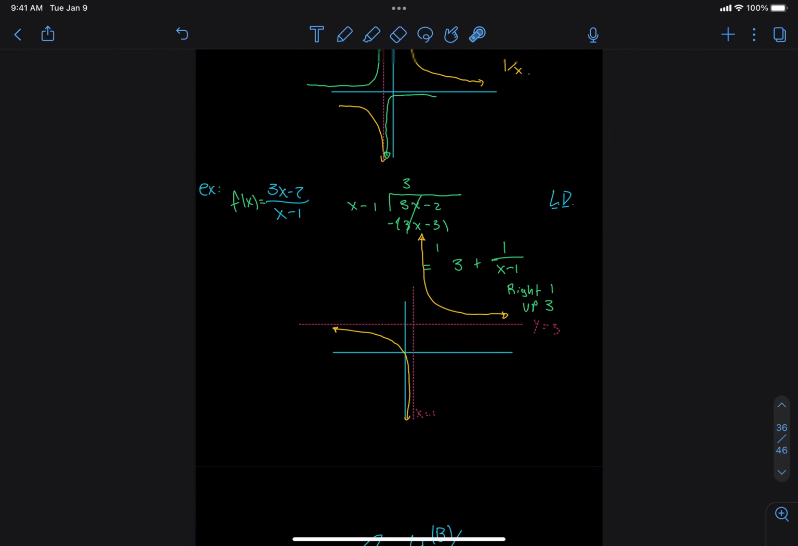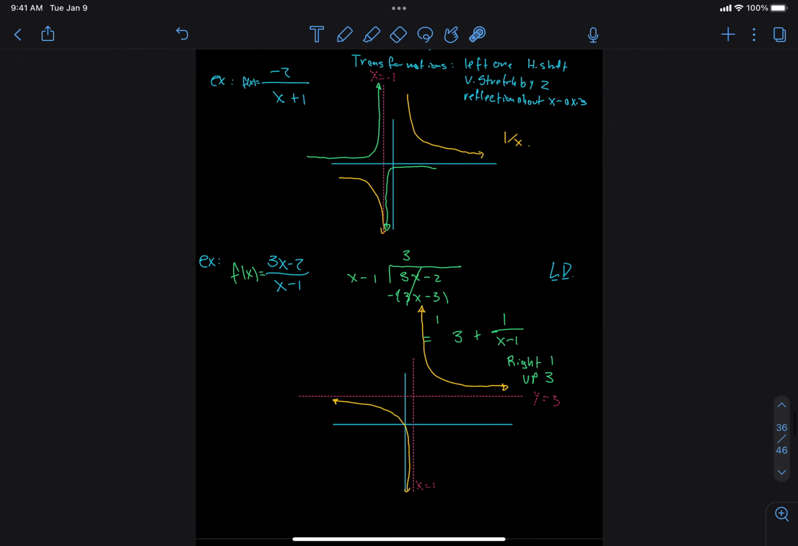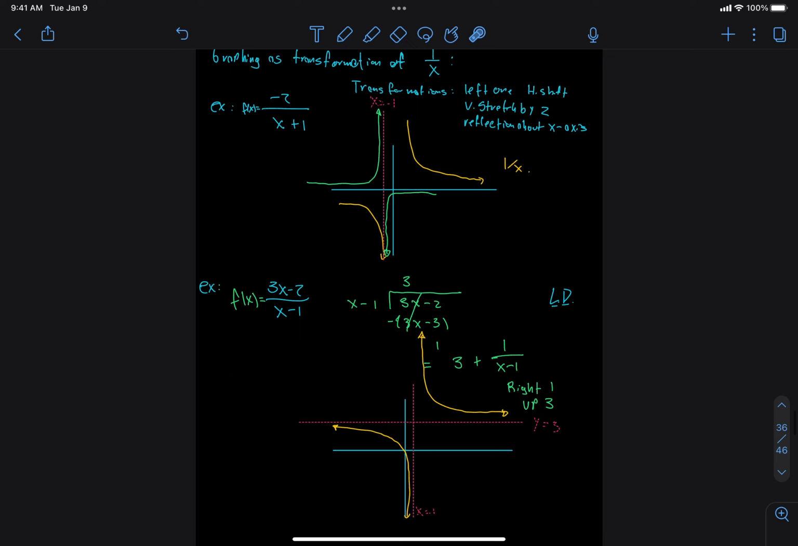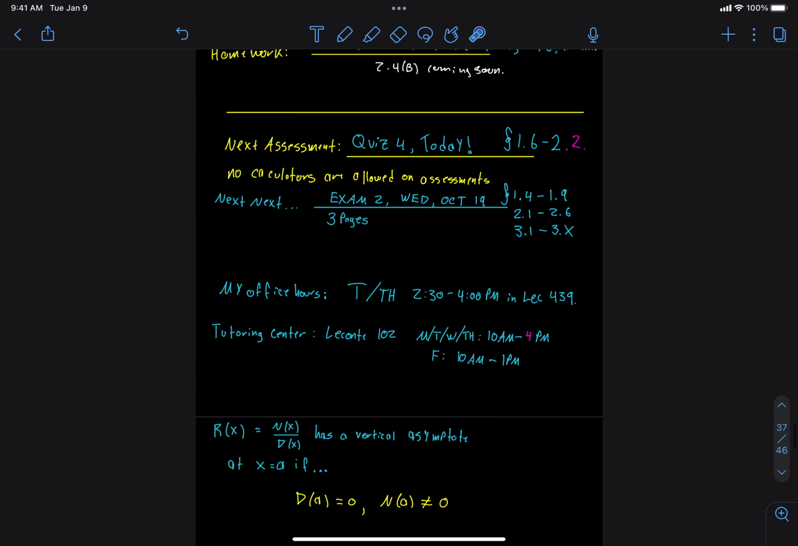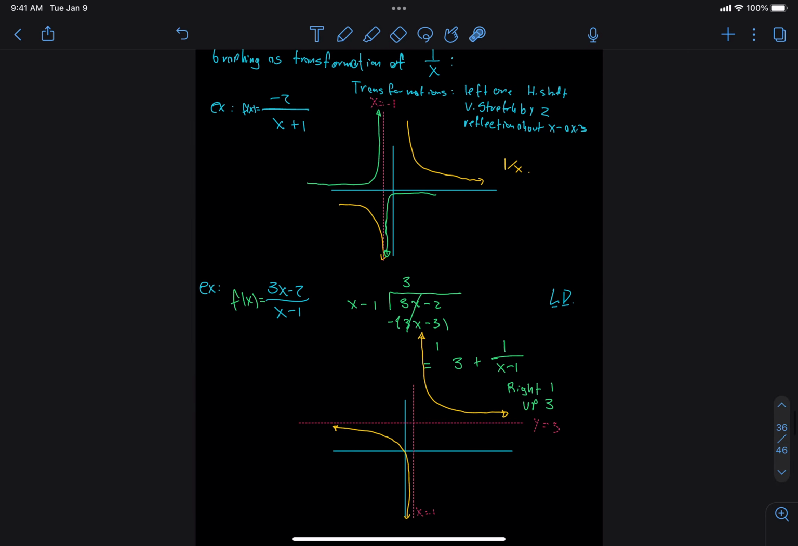Okay, so that's a special case where in certain circumstances you can graph a rational expression by viewing it as a transformation of the celebrity function 1 over x. So that was where we stopped last time. Are there any questions on what we talked about last time?